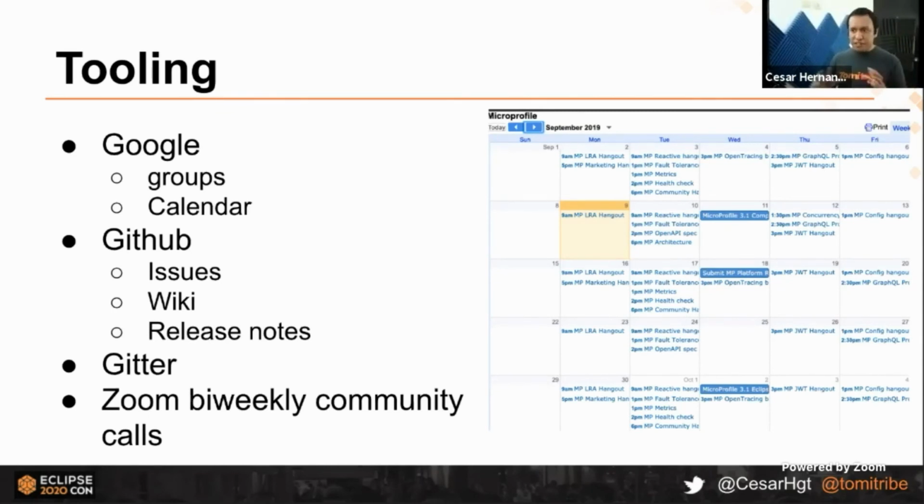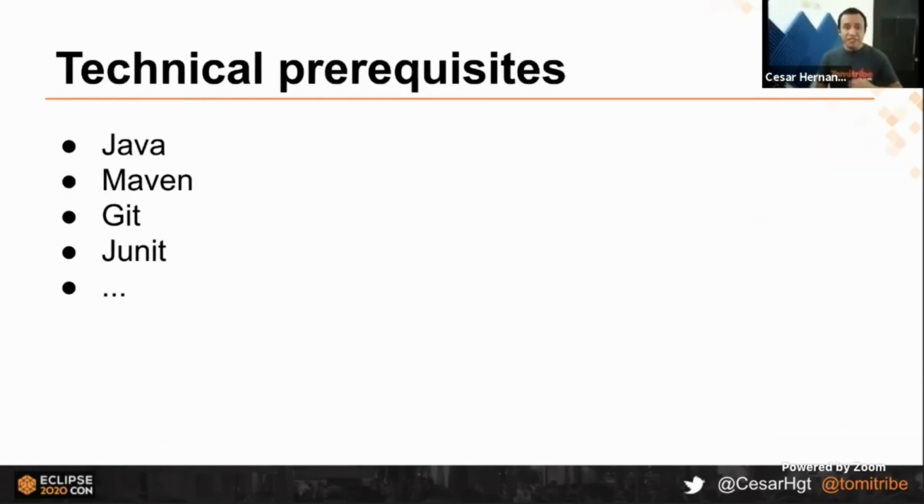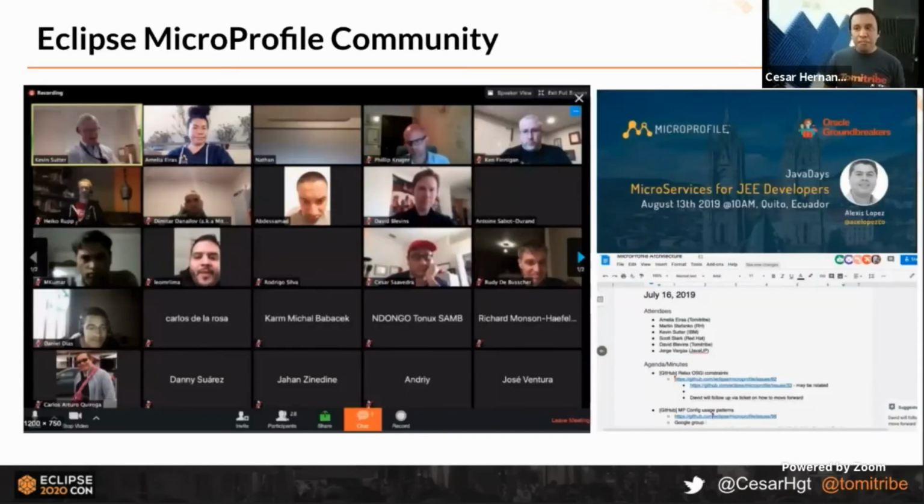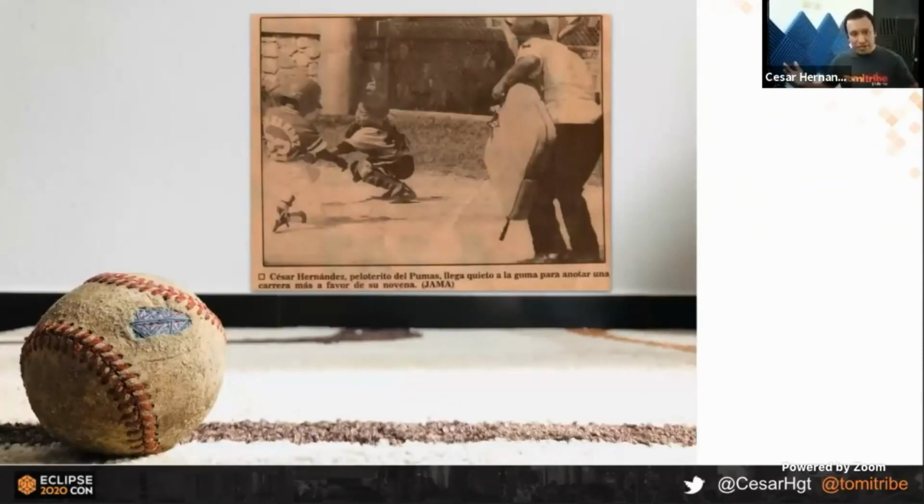For MicroProfile, it's a little bit different from TomEE. For example, in this case, it uses a lot of Google Groups for calendar, JIRA, and the Zoom biweekly community calls that I was talking about previously. Technical prerequisites, the same that we discussed. And in terms of community, again, there is a lot of embracement and friendship, I would say, for people to join, learn, and contribute. So feel free to jump into the project, any of these two projects, and say hi.